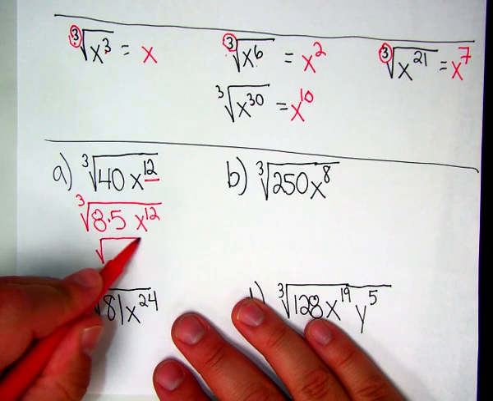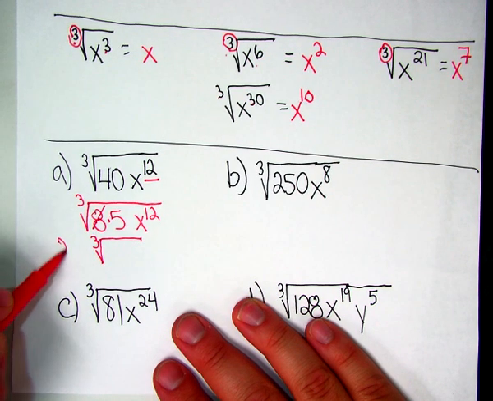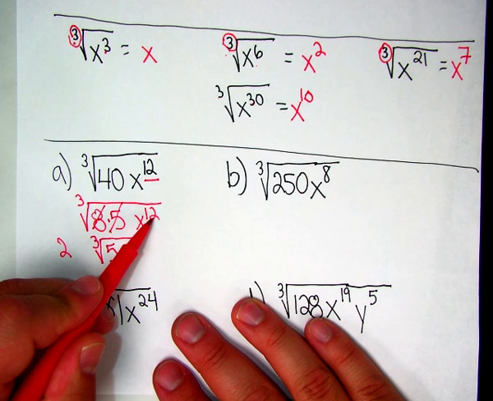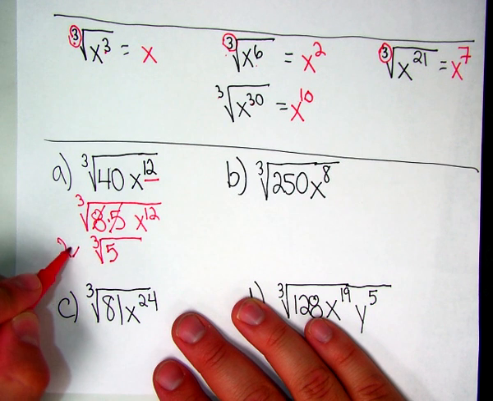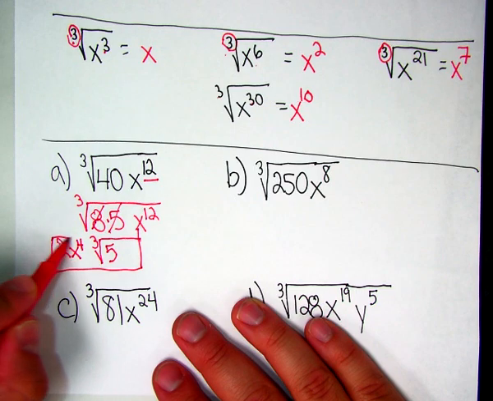Now let's go through and simplify each part. Cube root of 8 is 2. Cube root of 5 I can't do. I can divide by 3, so 12 divided by 3 is 4. So the answer for this is 2x to the 4th cube root 5.